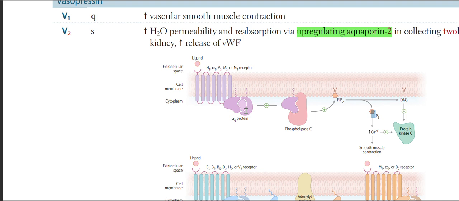Yeah, seems so. So any more questions about the receptors?